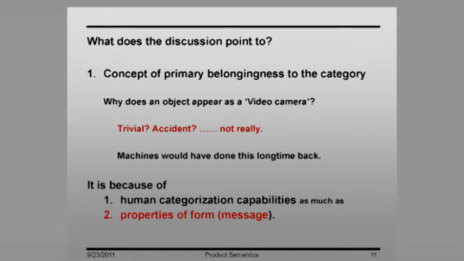It's not trivial. In fact, human beings have developed some fantastic strategies that we are not even aware of. We learn these strategies in the process of growing up, and they help us convert that task into things that look very trivial. They're not trivial at all. This is what is called human categorization capability, and it has a lot to do with the properties of the message, so we'll come to that.